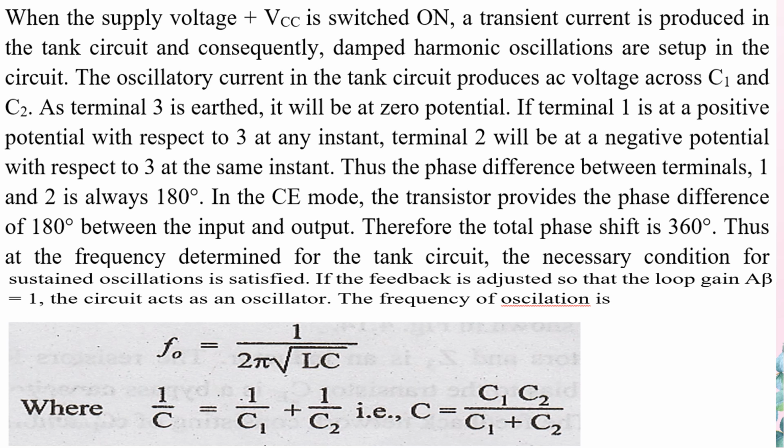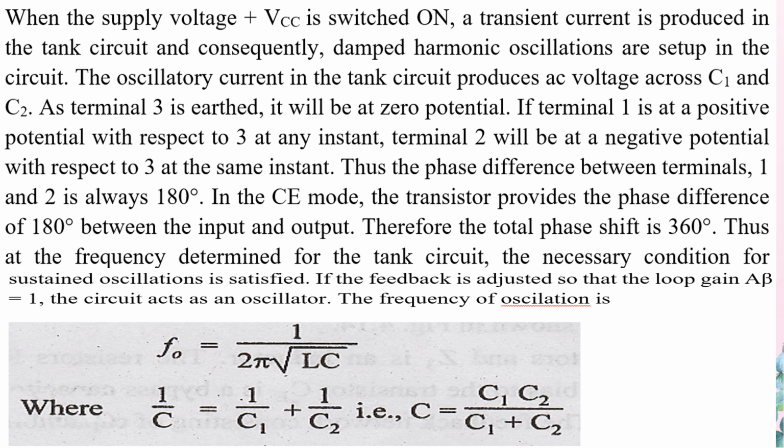As terminal 3 is connected with earth or ground, it will be at zero potential. If terminal 1 is at positive potential with respect to 3, then at any instant terminal 2 will be at a negative potential with respect to 3. Thus, the phase difference between terminals 1 and 2 is always 180 degrees.